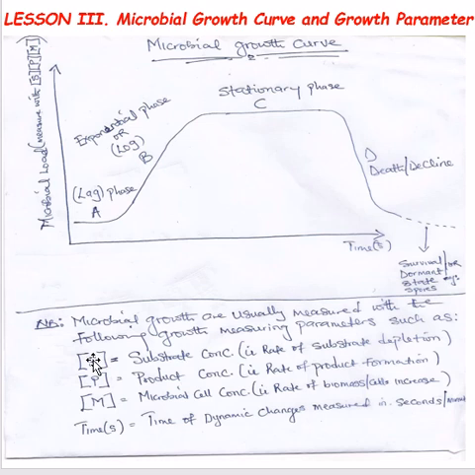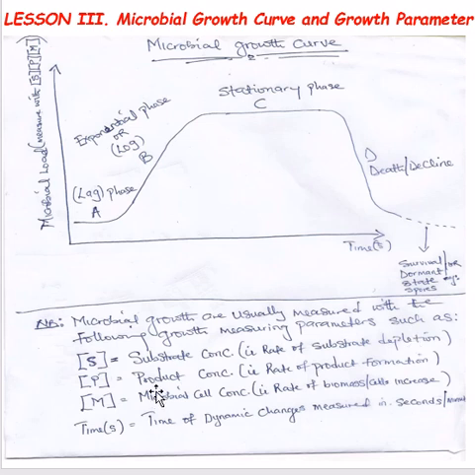So looking at this graph, we tend to define these growth parameters. These are the three basic parameters, the measuring parameters we use in microbial analysis. We have the substrate, that is the rate of substrate depletion, the rate at which the microorganism utilizes the substrate. You can use that as a measuring parameter to measure the growth rate of microorganisms.